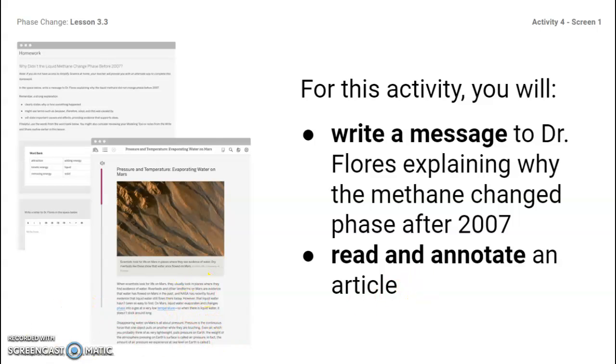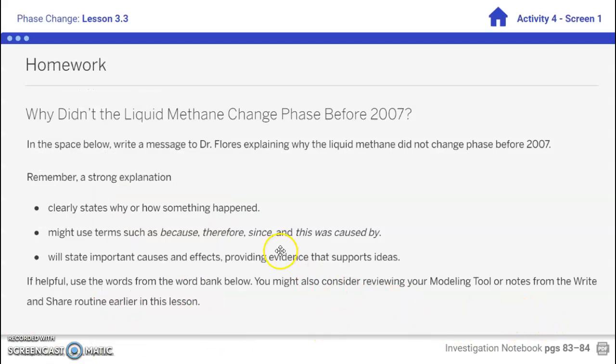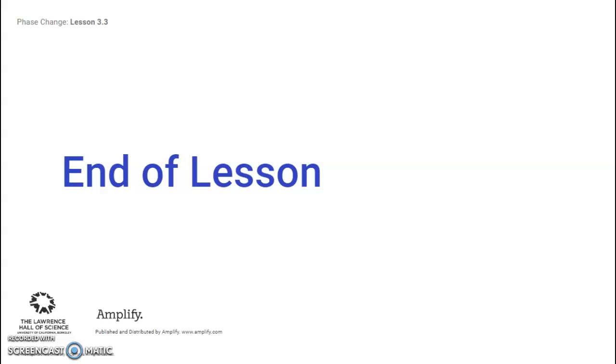You're going to read and annotate the article that you see on part 4 in screen 1, and then in screen 2, you will read the actual article and annotate it. So you have a question in the first one that you're going to write back to Dr. Flores, and then you will read the article in the second card. So that's the end of the lesson.